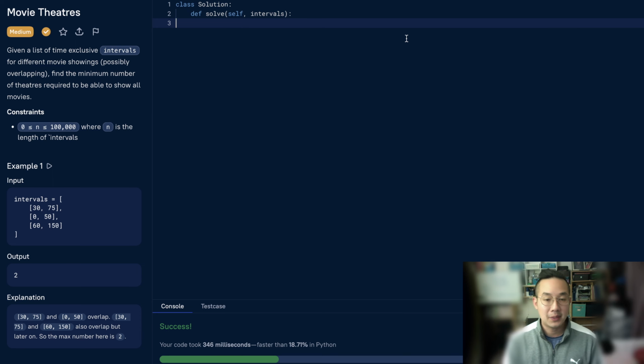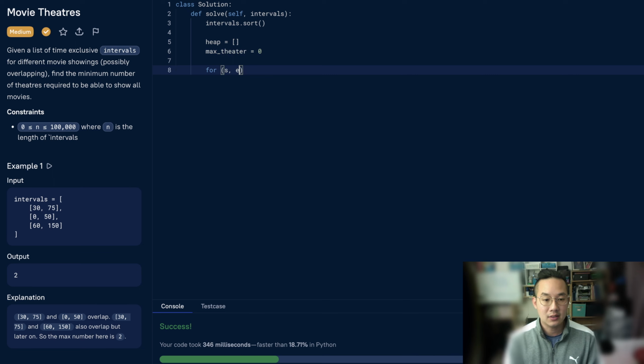So what I mean by that is, let's sort the intervals, and with that, let's create a heap, and max theaters equals 0. So for start and end in intervals, while heap and s is greater than or equal to heap[0].